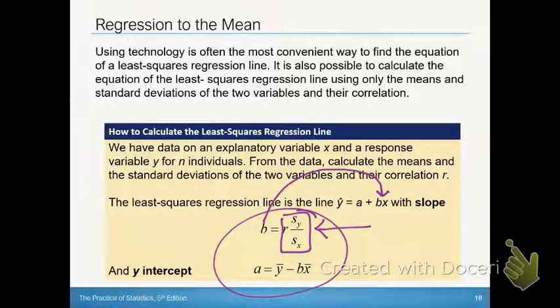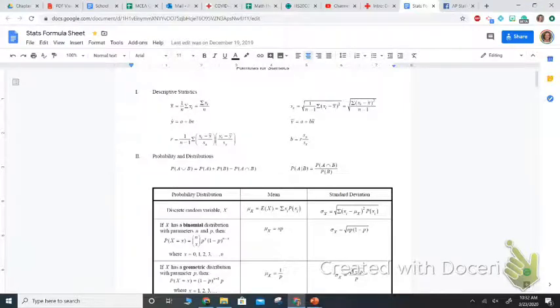Now notice that to find the y-intercept, that is based on this slope. If you take your slope times the average of your x values and then subtract that from the average of your y values, that's how you get the y-intercept of your least squares regression line. Again, both of those are on your formula sheet, so this is not something you have to memorize. Then you plug those into your least squares regression line, y hat equals a plus bx.